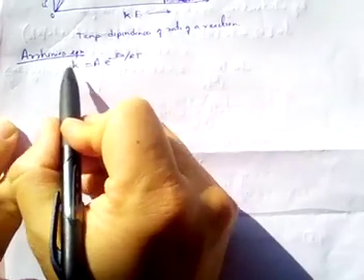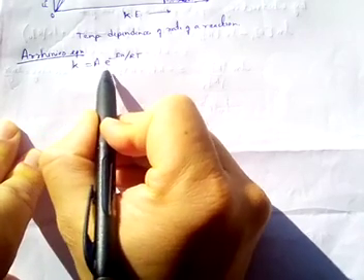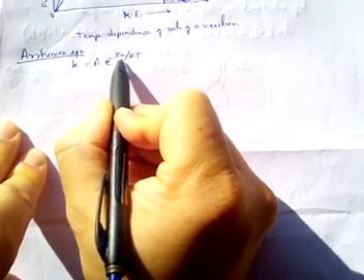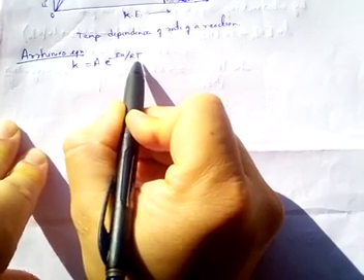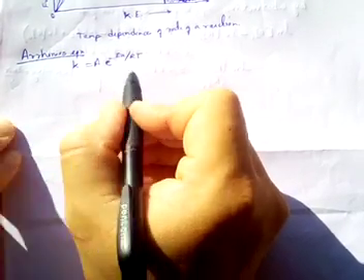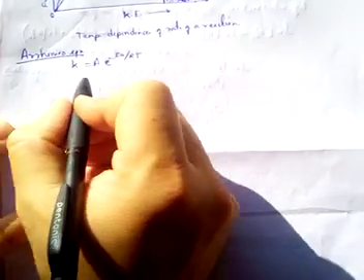Okay, earlier we have said that this is the Arrhenius equation: rate constant k equals A, the Arrhenius constant, times e to the power minus Ea by RT. Ea is the activation energy, R is the gas constant, T is the absolute temperature. Now we'll do a little bit of derivation from here.